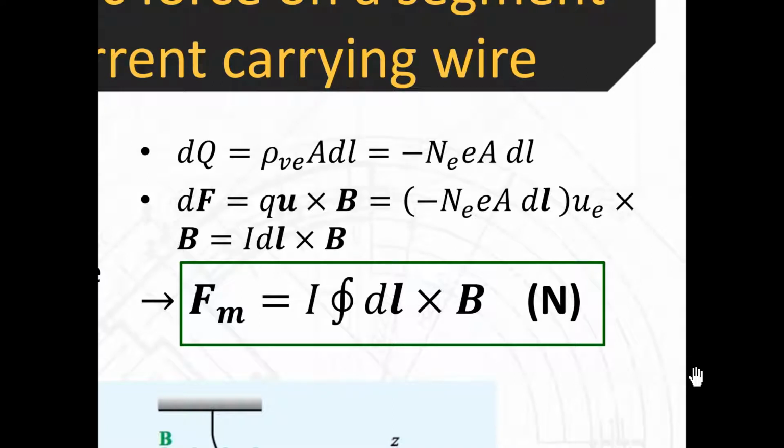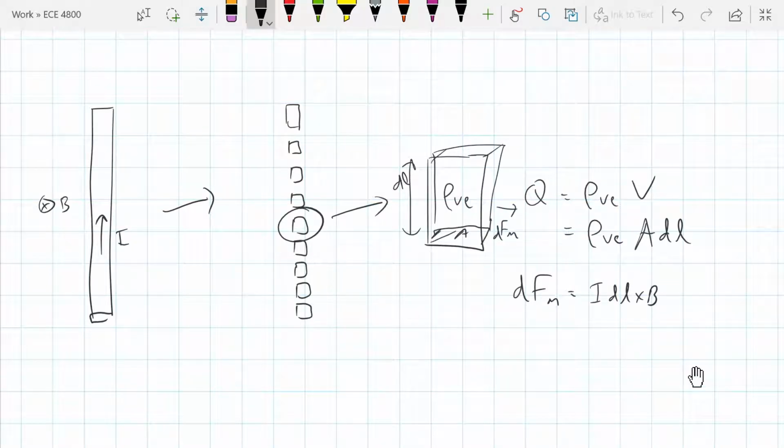If we want to get the total force on the entire wire, we have to integrate. We have to add up all the forces on all these little segments. Adding up all the forces means integrating. The equation for the force on one of the segments, this is one segment, is this. So the total force is just the integral of this.